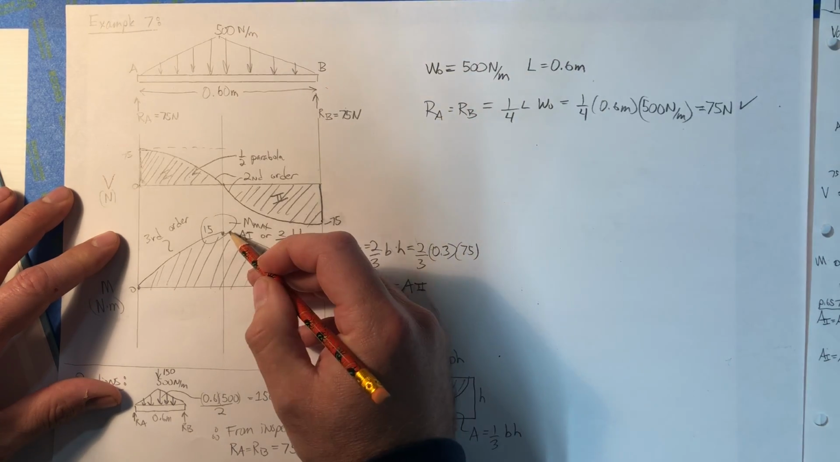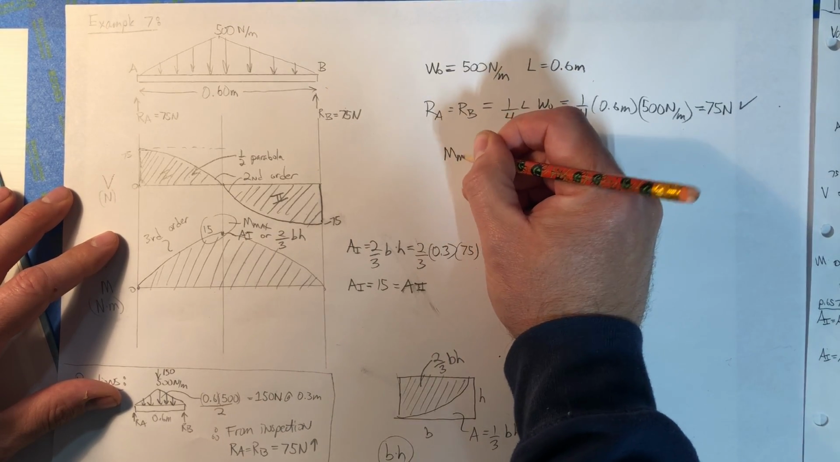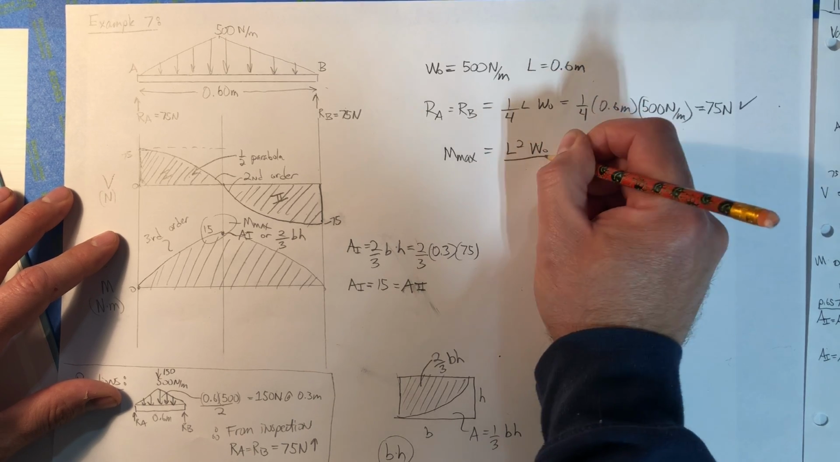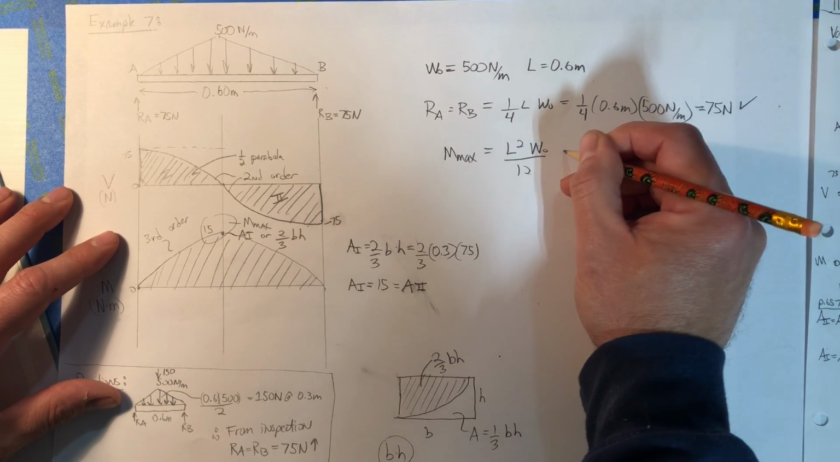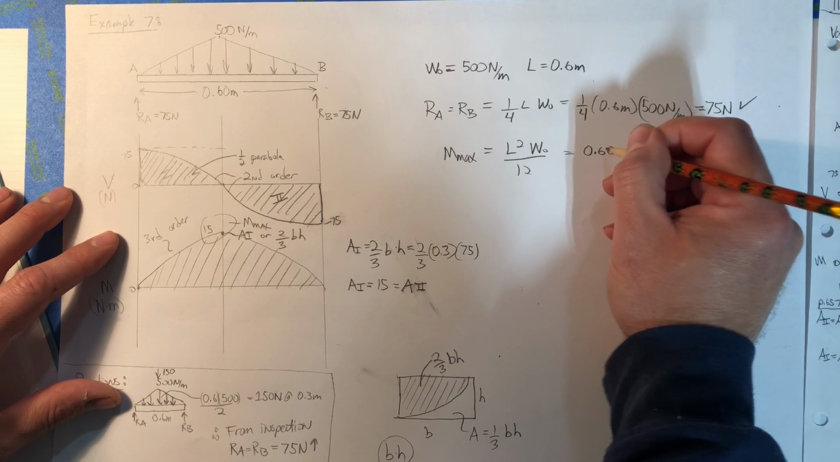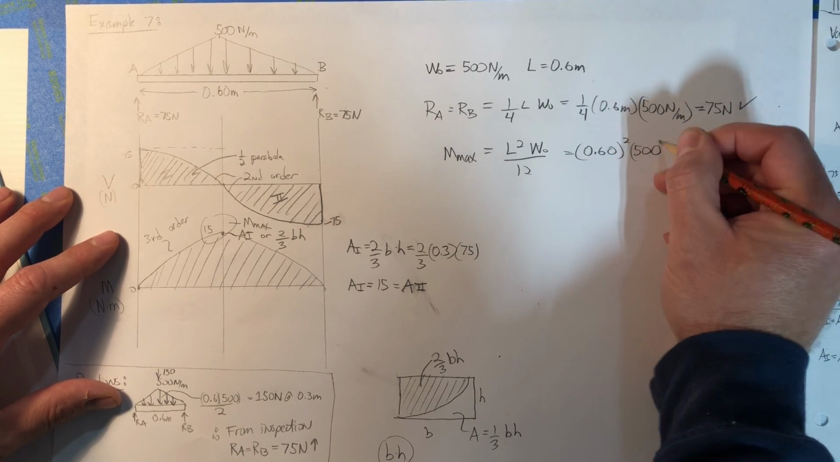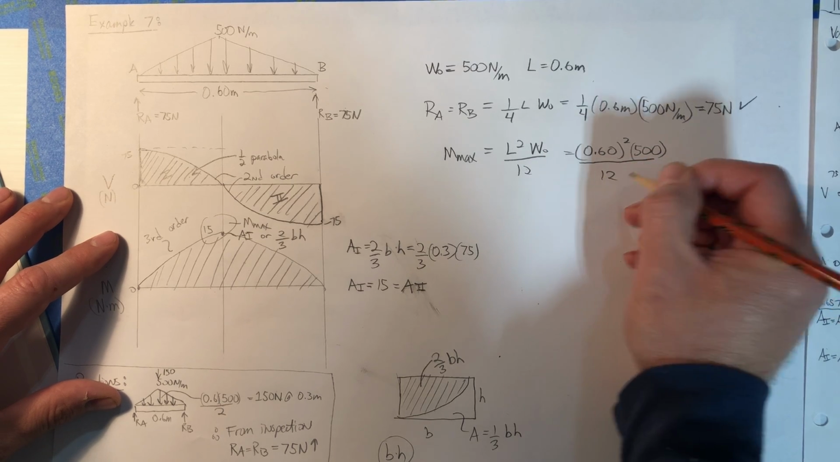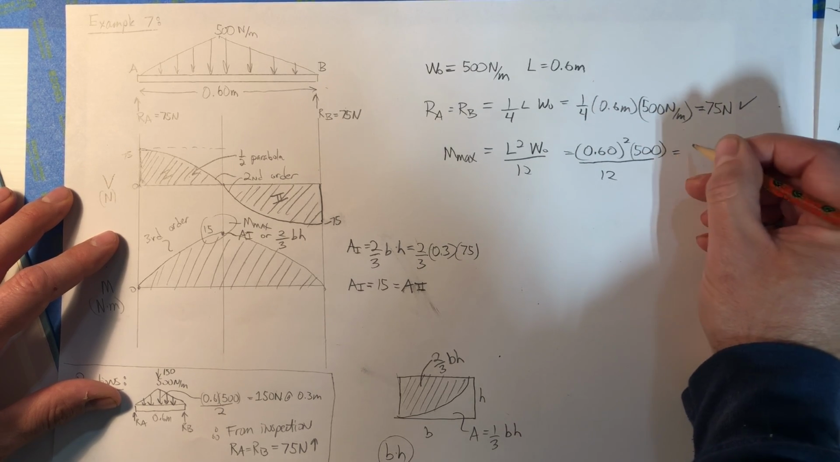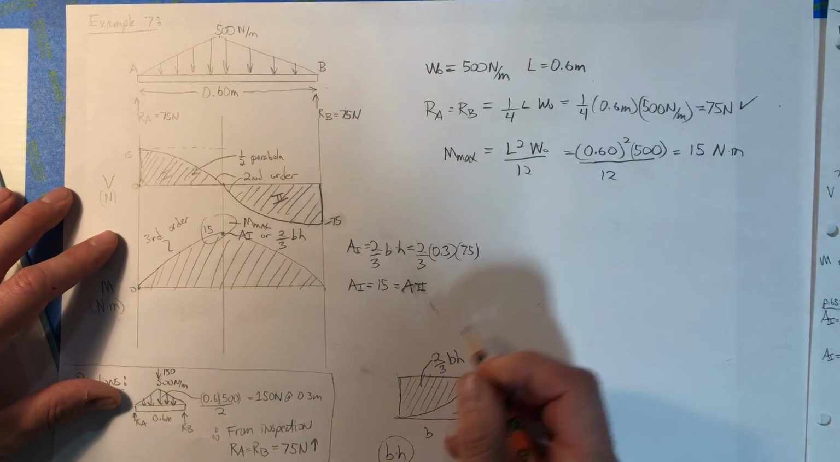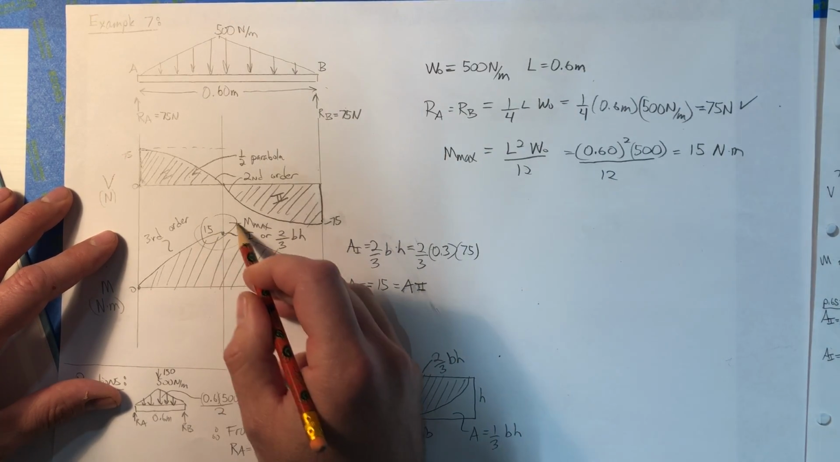Let's do the M max value. L squared W0 divided by 12. You get 0.60 squared. W0 is 500. And this is 12, and we get a value of 15 newton meters, which is the same as we got right there.